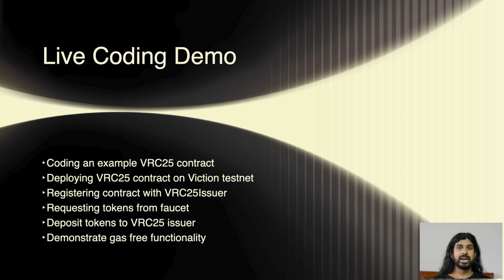In this demonstration, we're going to be going through coding an example of a VRC25 contract, deploying the VRC25 contract on the Viction testnet, registering the contract with the VRC25 issuer, requesting tokens from the faucet, depositing tokens to the issuer, and then also a demonstration of the gas-free functionality. Go ahead with the live coding.